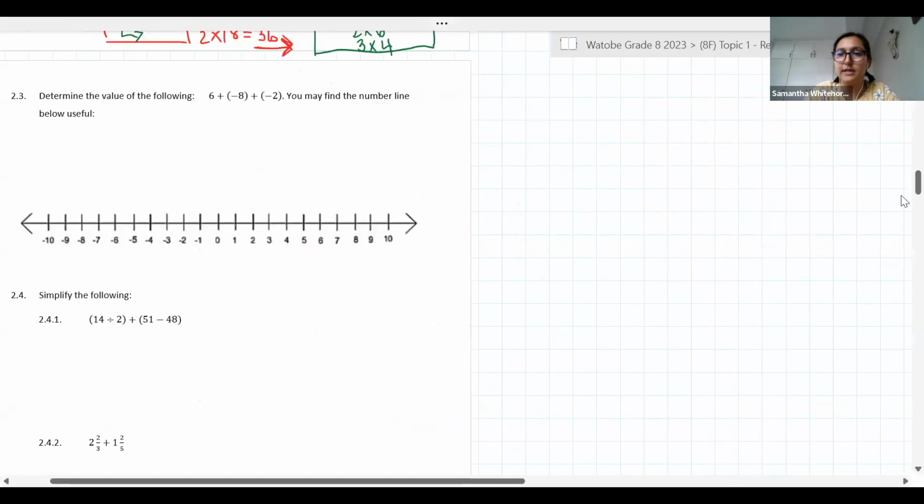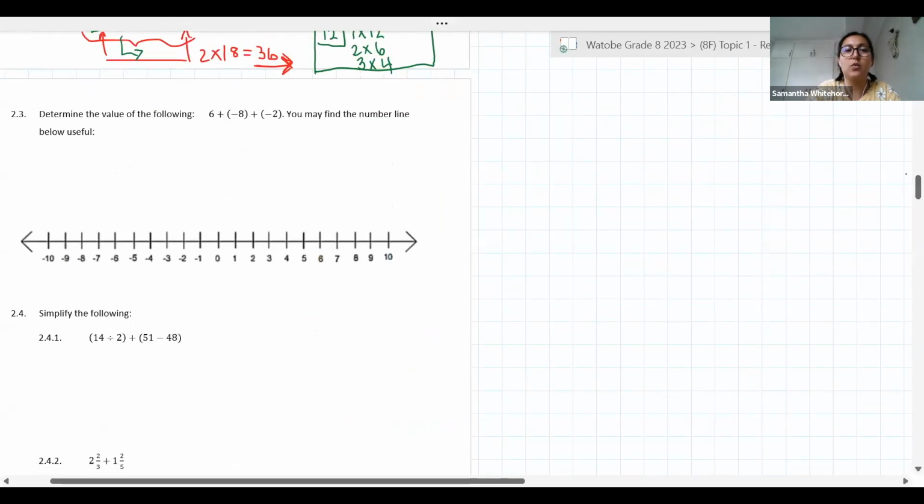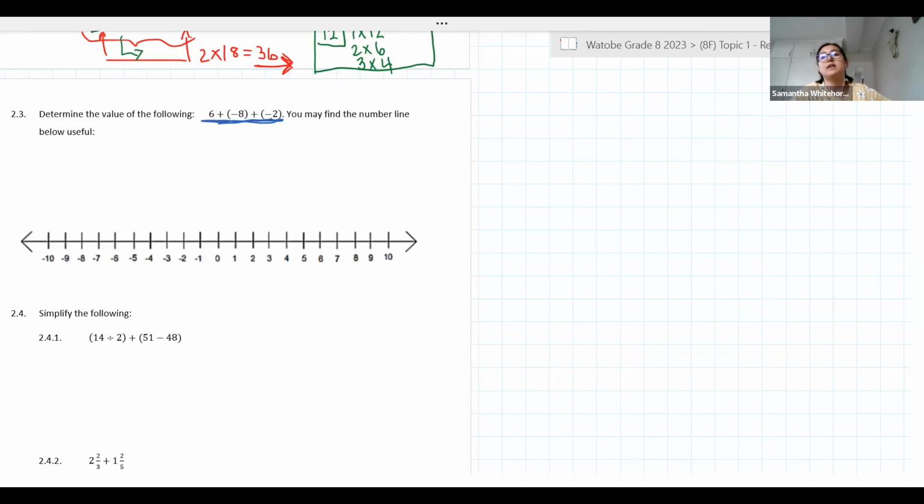Okay, guys, so let's have a look at the next question, 2.3. We're now working with operations, dealing with numbers. So we've got these numbers here: 6 plus -8 plus 2, plus -2. What has been tested here is that you understand how negative numbers affect the operation of an expression, or affect the value of an expression.